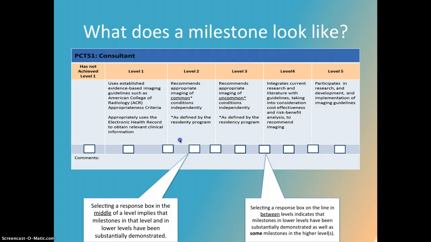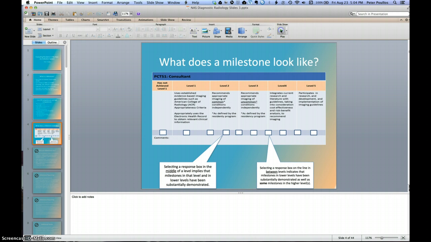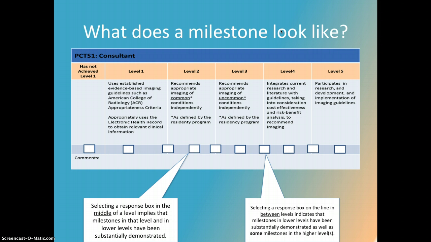So when you're assigning the milestones on your evaluation form, you're going to keep in mind the level of training that the person is at. And if you select a response box in the middle of a level, that implies that the milestones in that level and in lower levels have been substantially demonstrated. So a level 2 means that they can recommend appropriate imaging of common conditions independently.